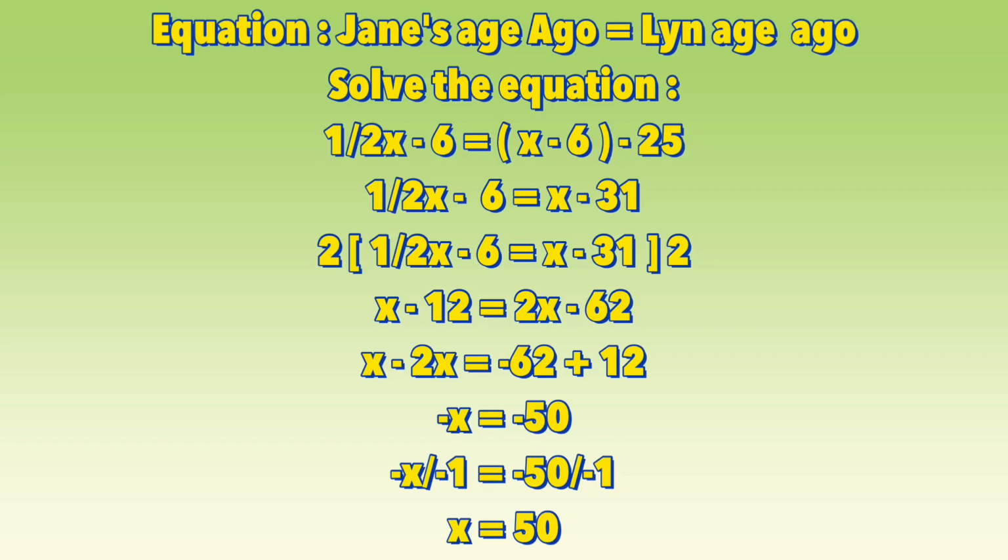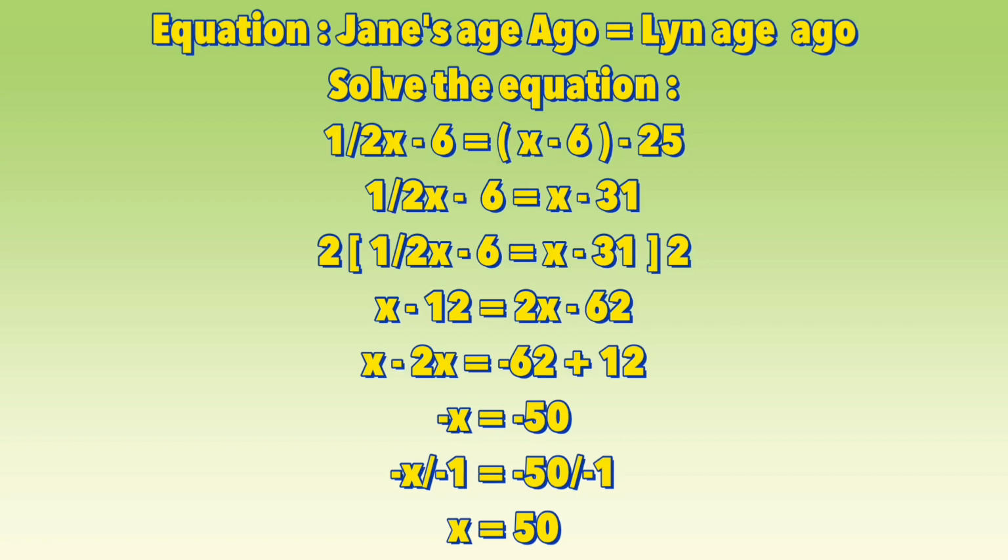Okay, we transpose positive 2x to the left side of the equation, and it becomes x minus 2x equals negative 62. We transpose the constant, negative 12, and it becomes positive 12. Then combine like terms, so x minus 2x equals negative x. Negative 62 plus 12 gives us negative 50. Since we're solving for x, we divide both sides by negative 1, and we now have positive x equals 50.